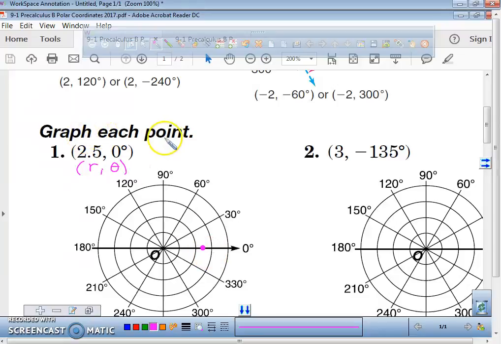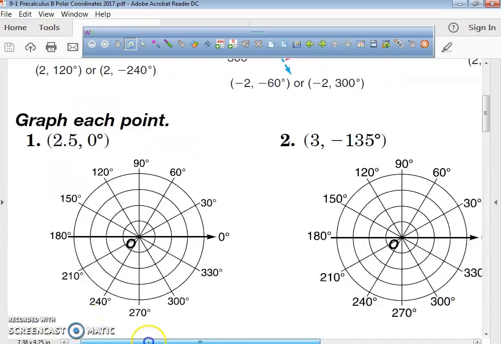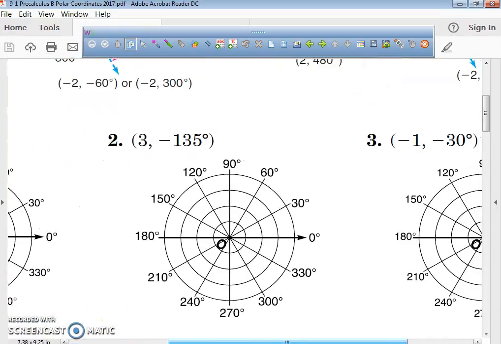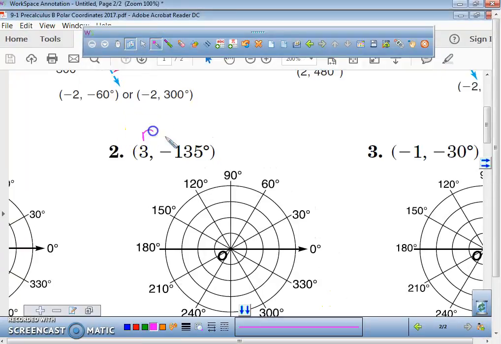It says graph each point: 2.5, 0 degrees. I went out from here, 1, 2.5, and put a point. There you go. Now, we're going to go over here to problem 2. It's a little bit more complicated. All right? Problem 2, we're going to label this r and this theta. Now it says negative 135 degrees.